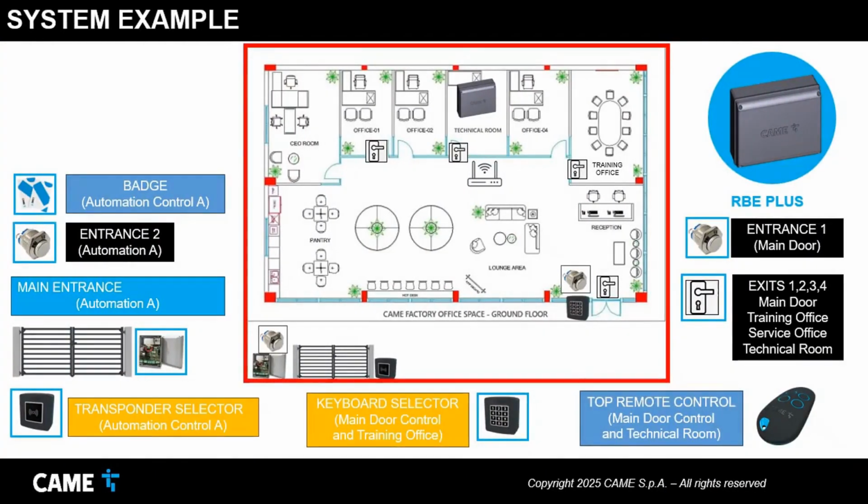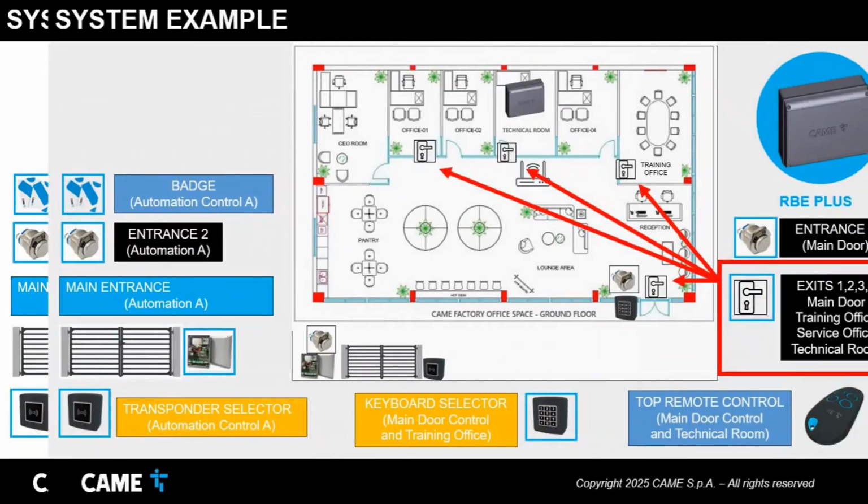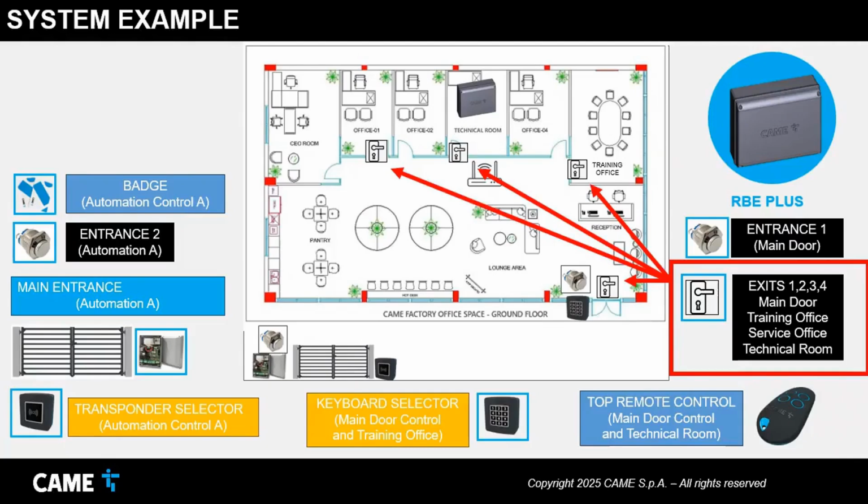To best explain the features, we will configure an example system called CAME Factory. This represents a building dedicated to offices and common areas. The four outputs of the RBE Plus control four different doors. Output 1 is associated with the main door, Output 2 with the training office door, Output 3 with the service office door, and Output 4 with the technical room door.